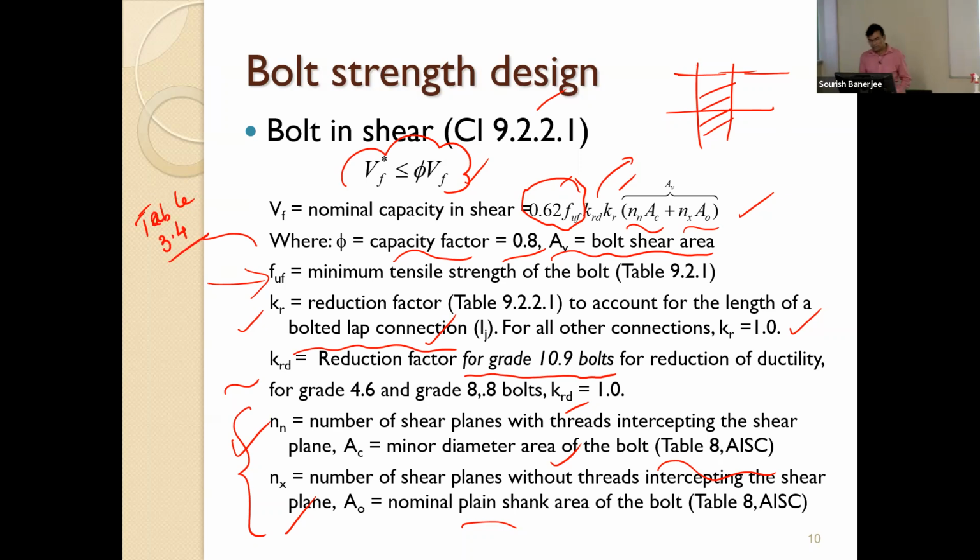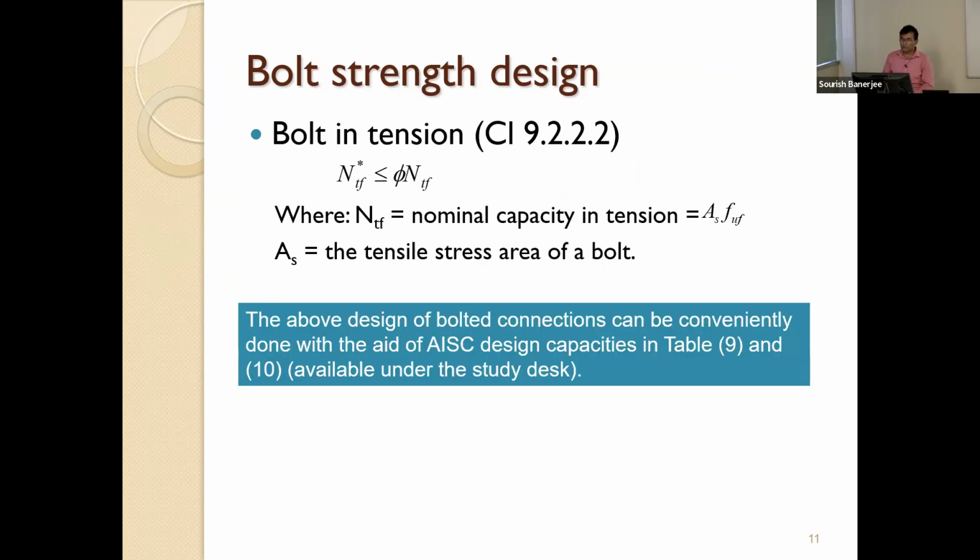Okay. So let's now move on. Now, if you look at bolt in tension, which is the next clause, clause 9.2.2.2, then N_tf* is less than or equal to φ times N_tf. Again, the same kind of expression, but in this case it is written in terms of the tension. N_tf is the nominal capacity in tension, which is given by A_s times f_uf, and A_s is the tensile stress area of the bolt.